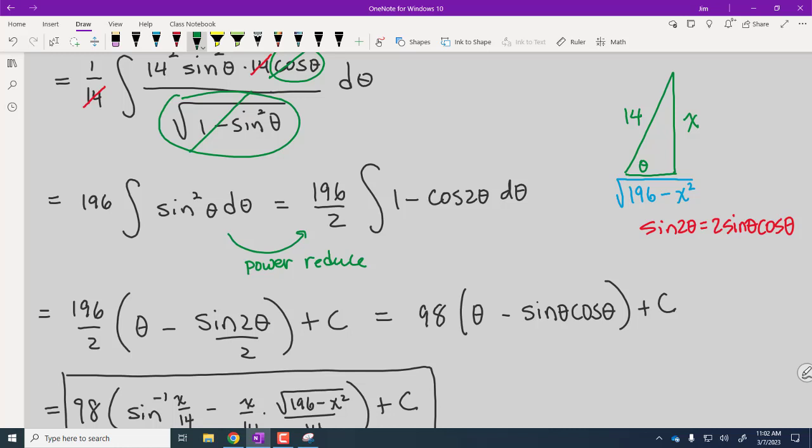Power reduction. The power reduction comes from the half angles. Depends on how you think of it. You can think of it as coming from double angles or half angles. Anytime we have a sine squared or a cosine squared, we have to power reduce before we can integrate. Sine squared and cosine squared, power reduce.